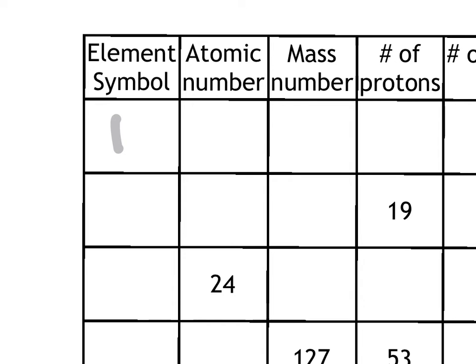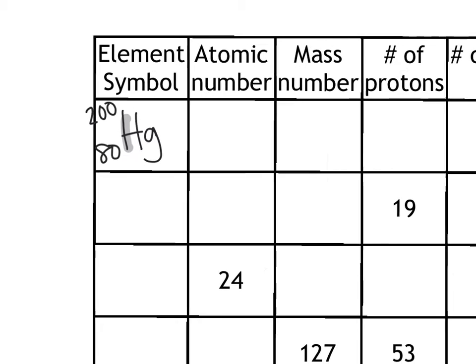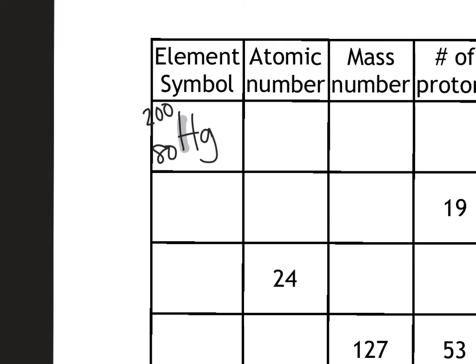Why do I keep choosing the wrong pen, guys? All right, so we had Hg, that's mercury. It's the only metal that's a liquid at room temperature. We had this number up top, 200, and this number on the bottom, 80. We learned yesterday while we took notes that the top number is the mass number.